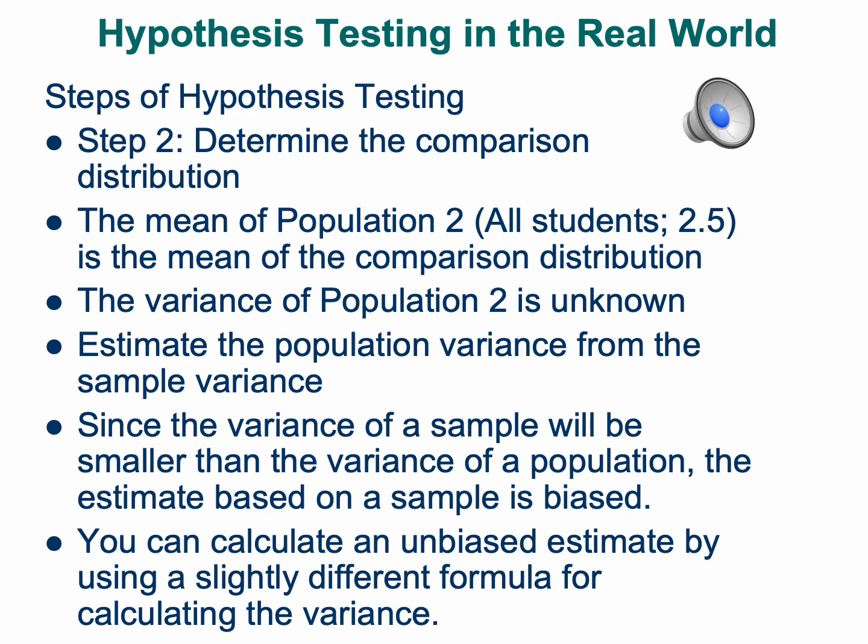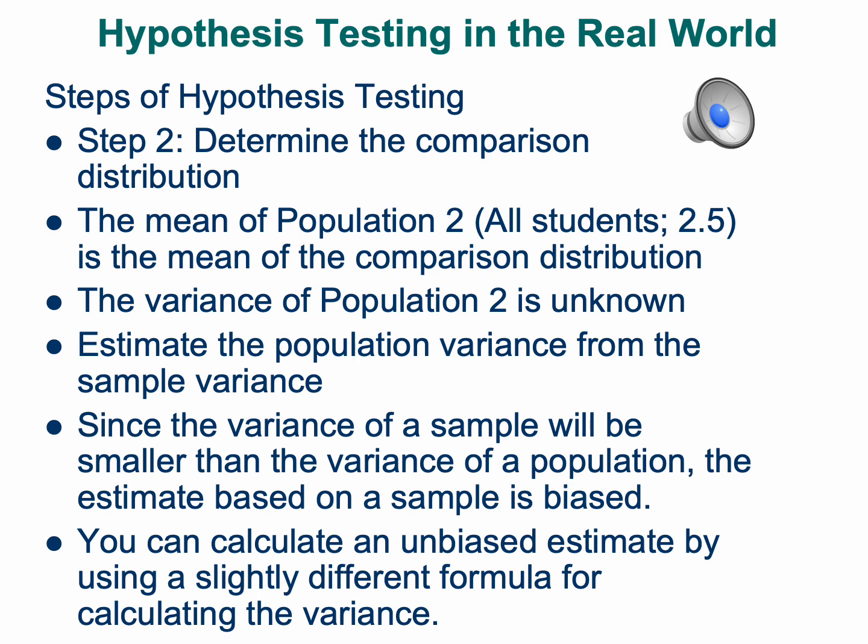Step 2, determine the comparison distribution. Well, the mean of population 2, all students living in the general college population, of 2.5, is the mean of the comparison distribution. As you remember, your comparison distributions and your population distributions will have the same mean. However, the variance of population 2, the population parameter there, is unknown. We don't know what the variability is. We just know that the average is 2.5. Now you can tell this is kind of a contrived situation. Usually if you know the mean of a population, you'll also know its variability. But in this case, just for an example, we don't know the variance.